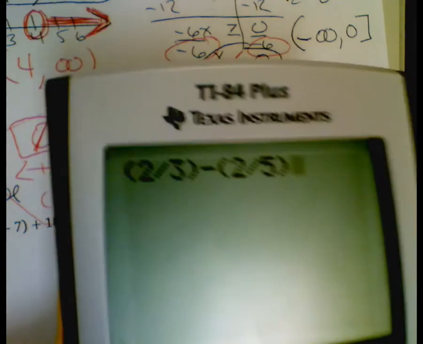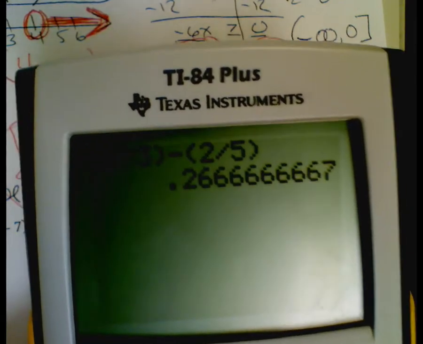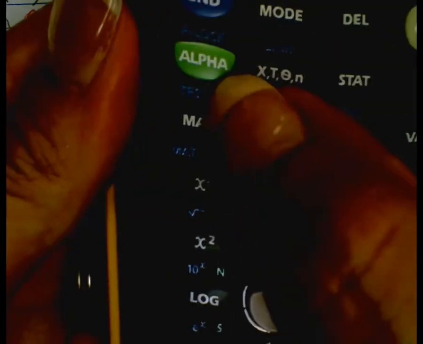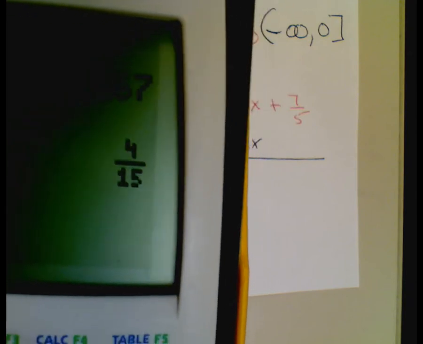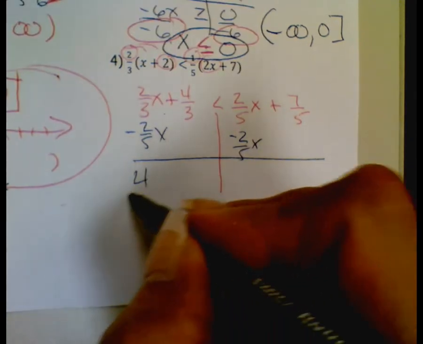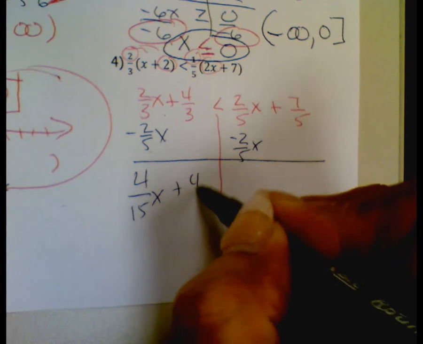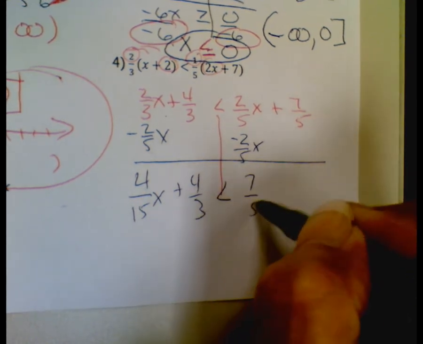Don't even worry about the x. We're just doing the numbers. You get this, and then we're going to press math right here. Math, enter, enter. Okay? And you get 4/15. So this is 4/15 x plus 4/3 is less than 7/5.